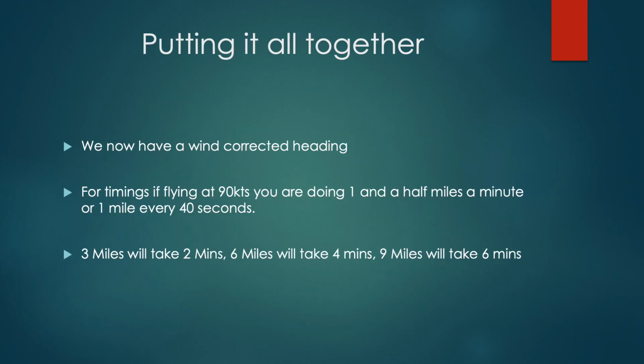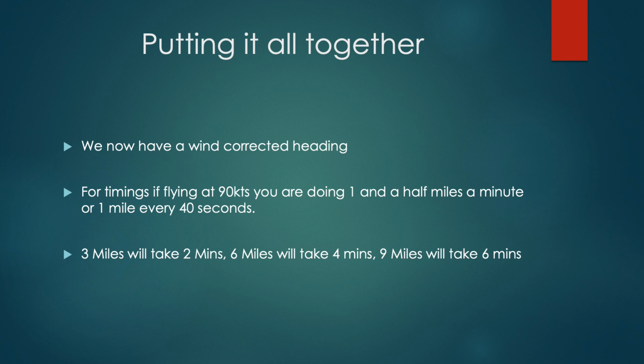So now we can start to put the planning of the diversion together. We've got a wind corrected heading, so we've taken into account the wind to give us a more accurate heading to fly the diversion. Okay, now we need to see how long that diversion is going to take so we can get an ETA. Certainly for a PPL or a flight test, you'd be expected to give an ETA to your diversion point. So we need to work out roughly how long that's going to take. Using some simple math technique will help us do this.